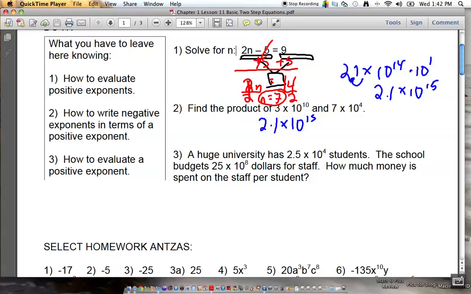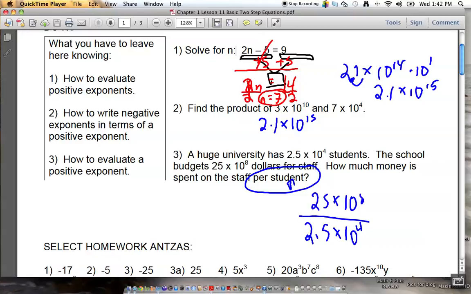Huge University, 2.5 times 10 to the 4 students. The school budget's 25 times 10 to the 8 dollars for staff. Third day of doing this. Per student. What operation does per mean, everybody? Division. Divide. Students have to go in the bottom. The students is 2.5 times 10 to the 4th. And then, in the numerator, it says 25 times 10 to the 8th. So I divide and I get 10 times 10 to the 4th. Right?